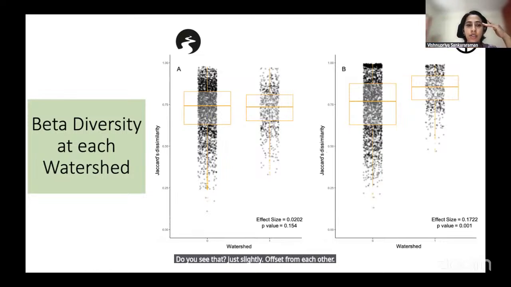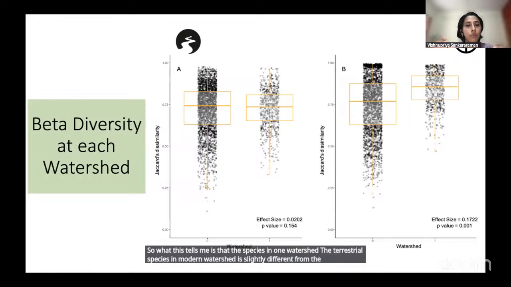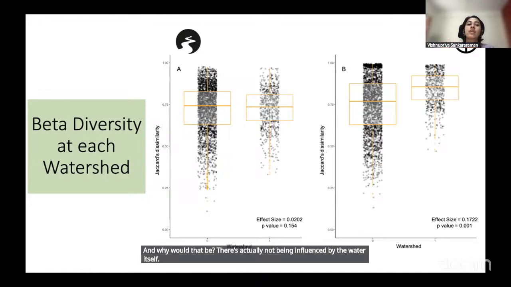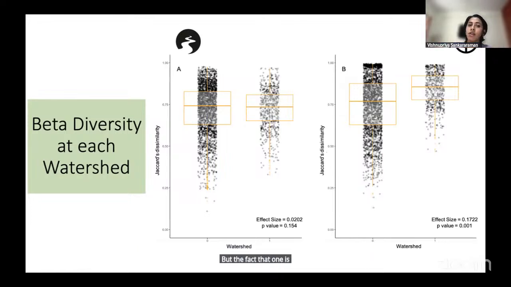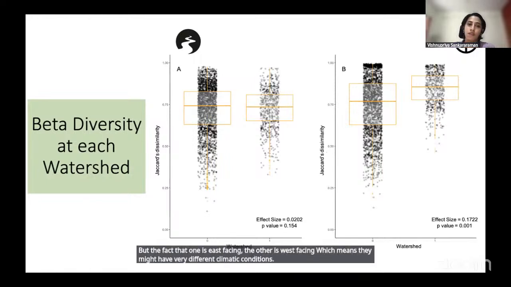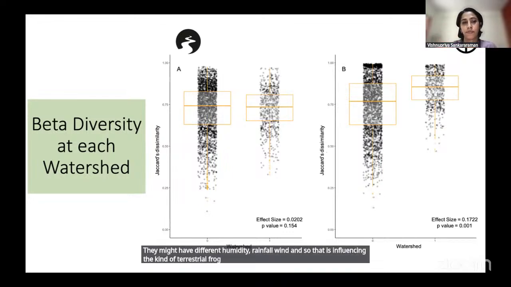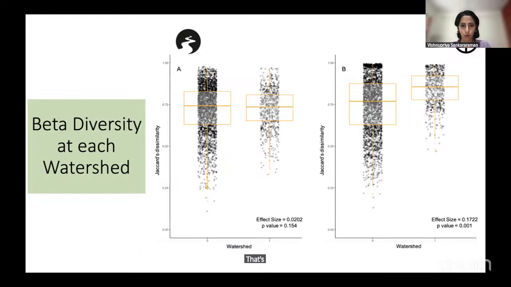What this tells me is that the terrestrial species in one watershed are slightly different from the terrestrial species in the other watershed. And why would that be? It's that they're actually not being influenced by the water itself, but by the fact that one is east facing and the other is west facing, which means they might have very different climatic conditions. They might have different humidity, rainfall, wind, and that is influencing the kind of terrestrial frogs found in these two watersheds. That's all I wanted to say. I hope that clarified it.